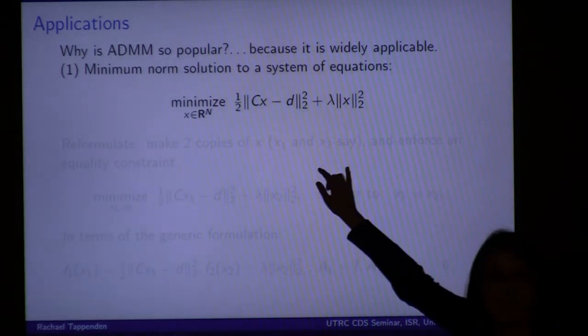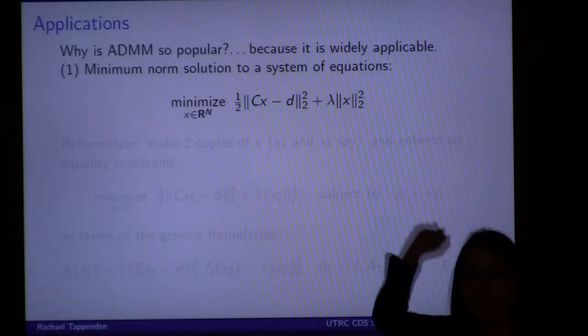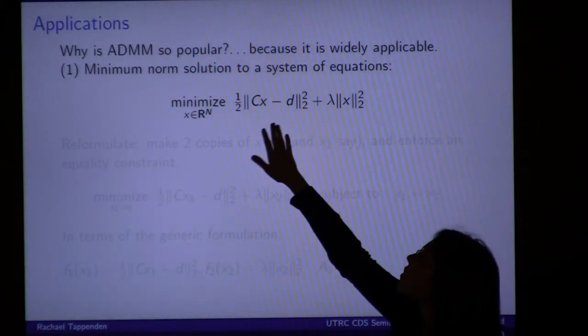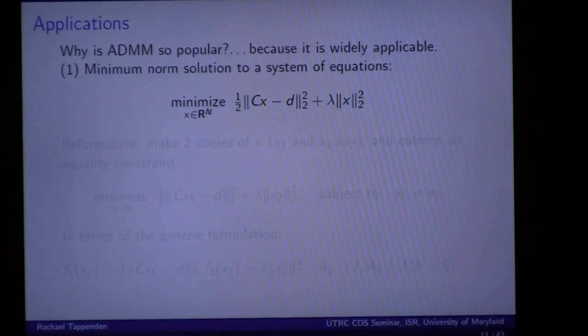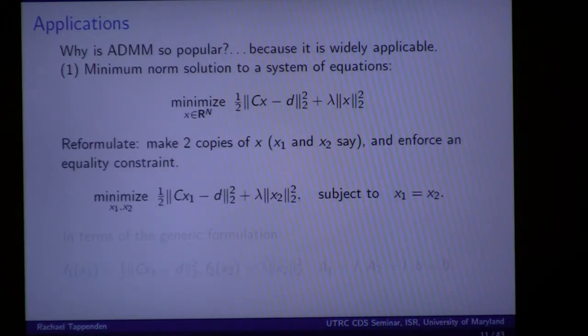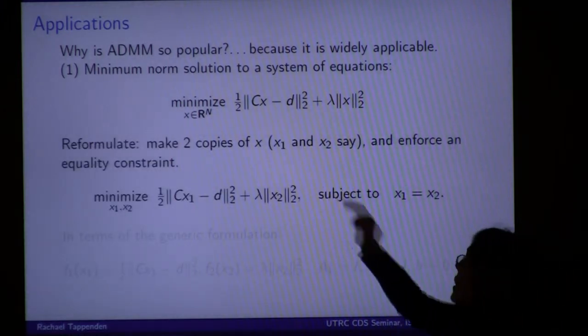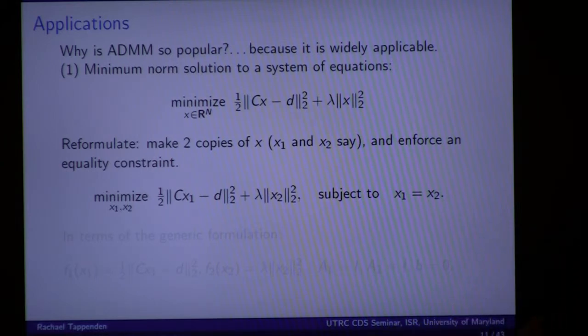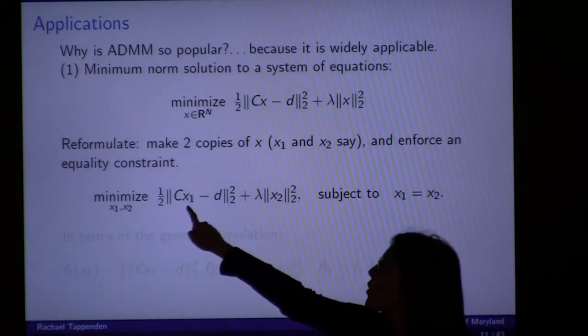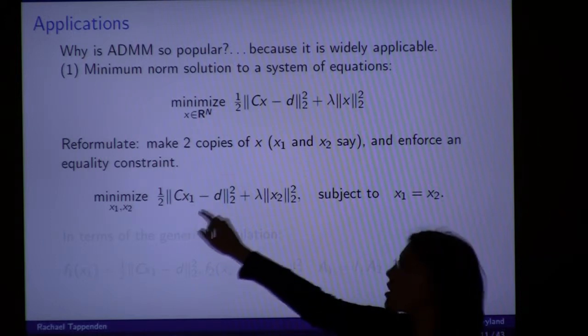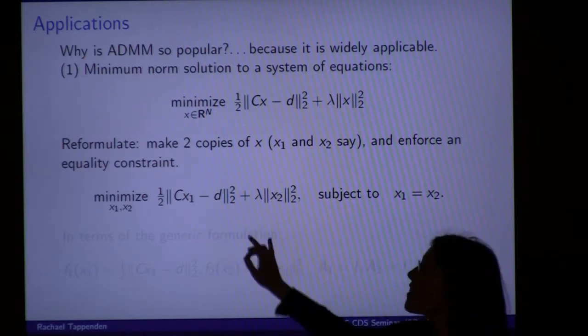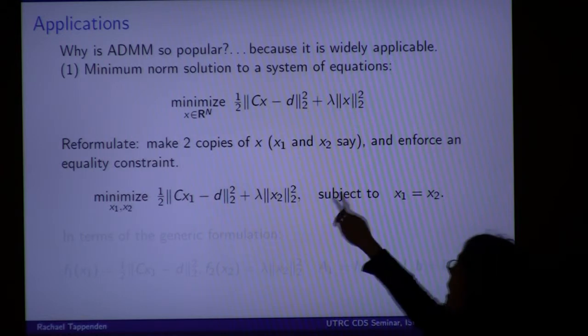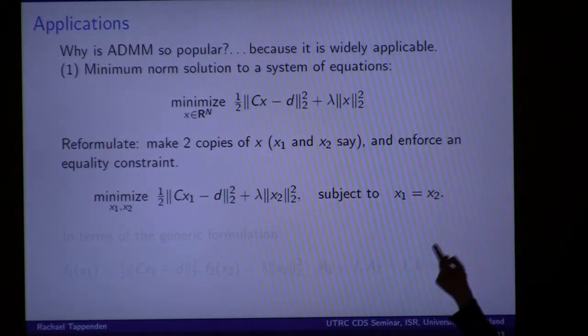This doesn't quite fit the structure that I've said before because this is an unconstrained problem, and both these two parts depend on the variable x. So what I can do is reformulate. I can make two copies of x, x1 and x2, and force a constraint. Suppose we put an x1 in this part of the function and an x2 in this part. Then these two functions are decoupled, and I add some constraint: x1 has to equal x2. So now it fits my kind of problem structure from before.